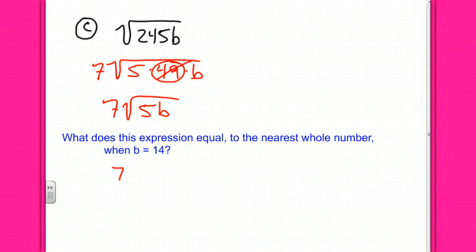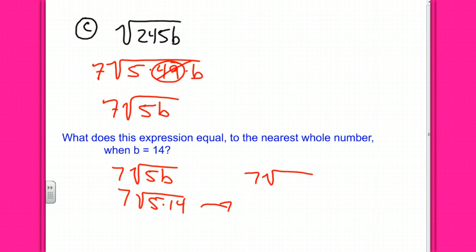So we can take the original expression, there's a b in there, right? 7 times the square root of 5b. And instead of writing it that way, we can plug in 14 for b. 5 times 14. Are there any perfect square factors in 14? Give me the factors of 14. 7 times 2. Are either of those perfect square? And the other factor we have in the radical is a 5. So let's go ahead and multiply. What is 5 times 14? 5 times 10, plus 5 times 4, which is 20. Good. So 70. I'm going to bring this up here. 7 times the square root of 70.